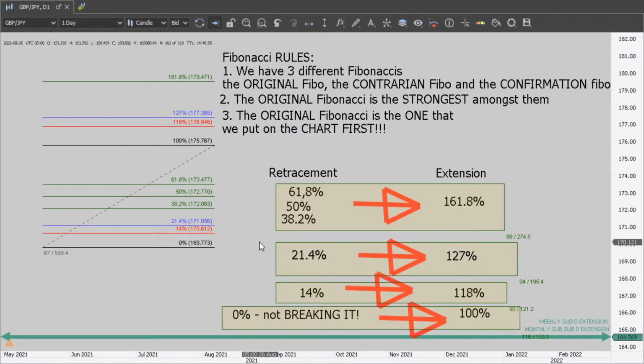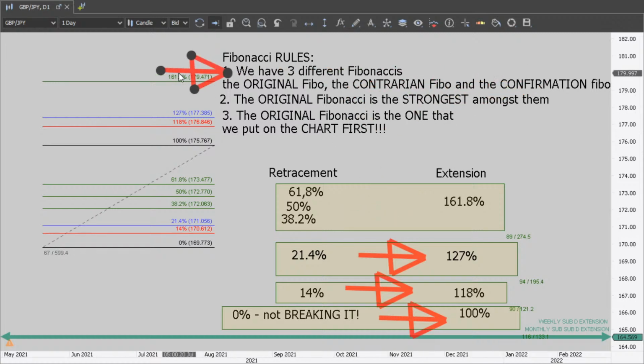So we have 3 different Fibonaccis: the original Fibonacci, the contrarian Fibonacci, and the confirmation Fibonacci. The original Fibonacci is the strongest amongst them, and it is the one that we put on the chart first. Who was asking yesterday about GBPJPY? Everybody, don't remember.